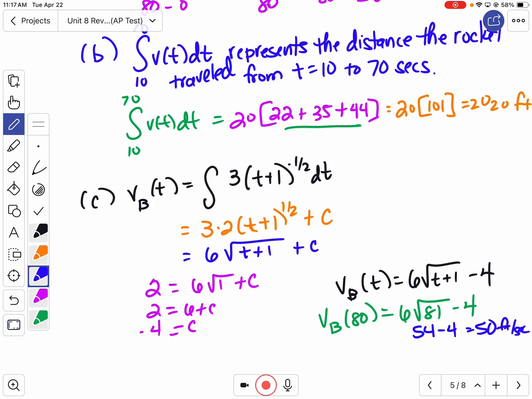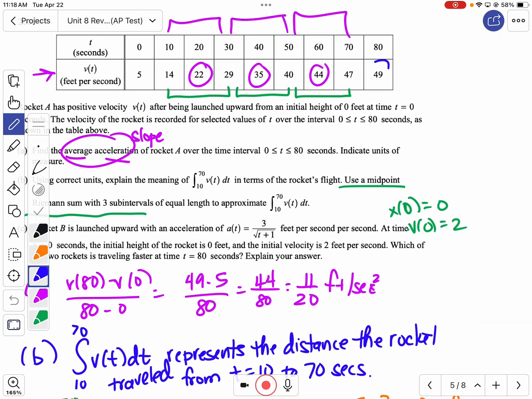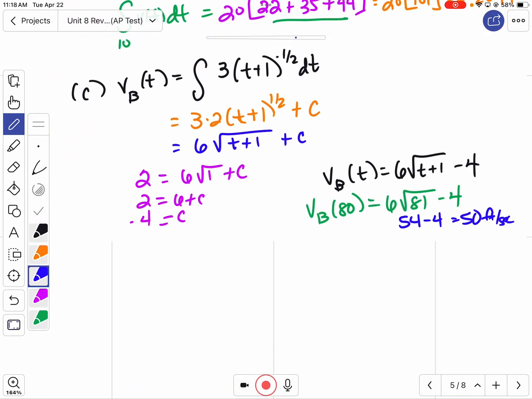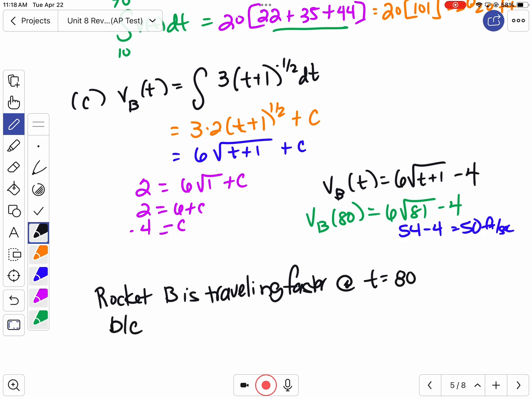Okay, so who is traveling faster at t equals 80? A or B? B is. So we would say rocket B is traveling faster at t equals 80, and here's why, because v sub b at 80 is greater than v sub a at 80. All right, that's our justification.